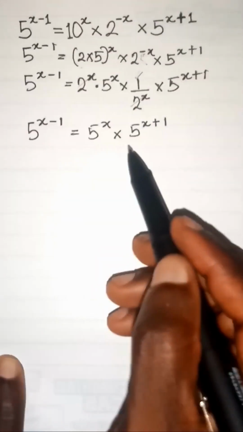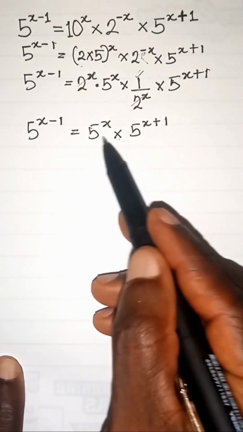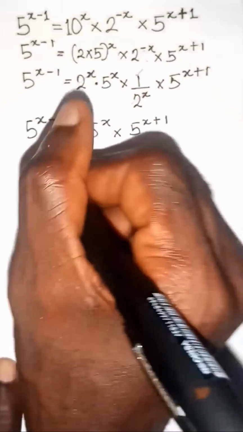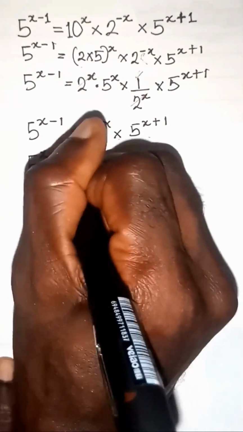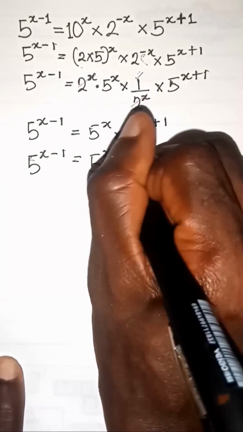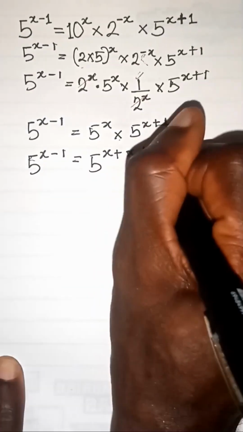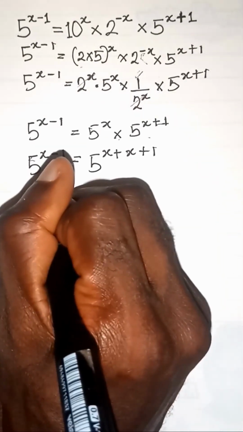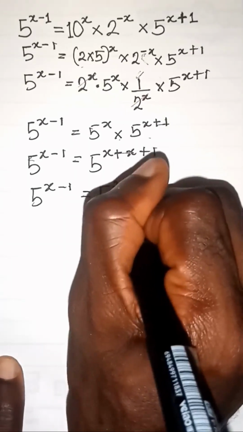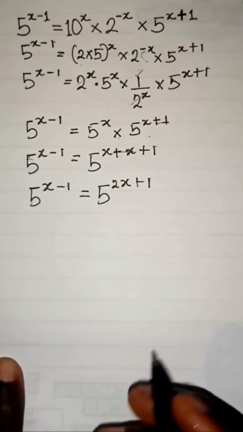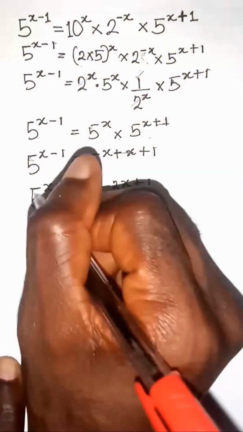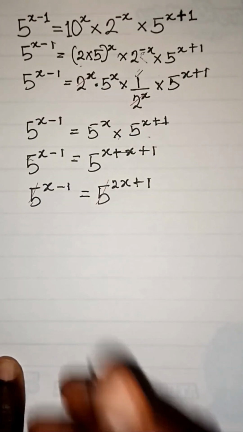Now, from yet another law of exponents and power, we have products here of the same base. So we are going to add the exponents together, so that we have 5 raised to the power x minus 1 equals 5 raised to the power x plus x plus 1. So we have 5 raised to the power x minus 1 equals 5 raised to the power x plus x gives 2x, then plus 1. Now that the bases are equal, which is 5 on both sides, we can drop them and equate the exponents.